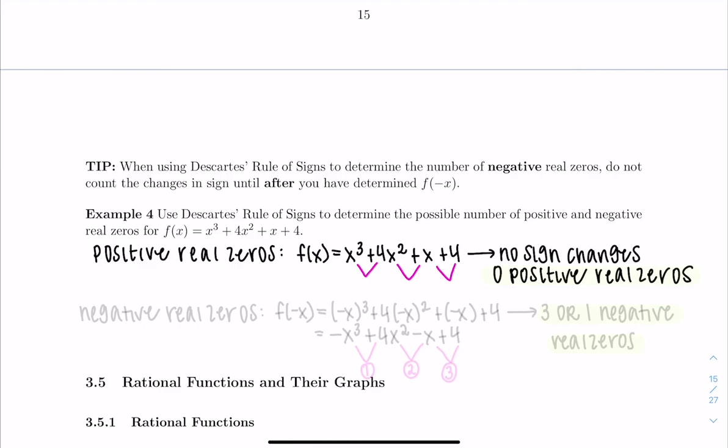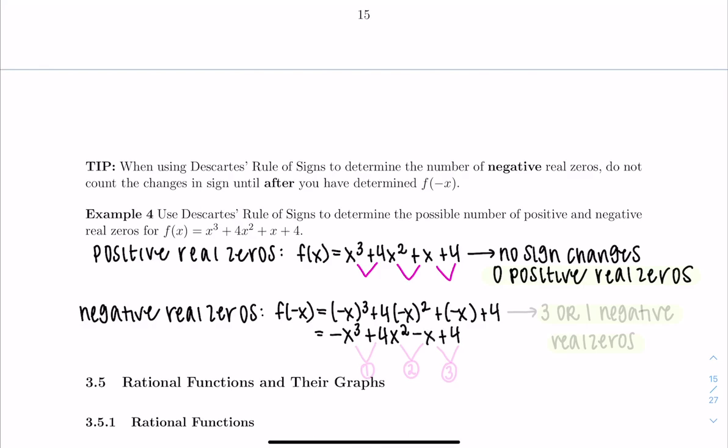Now let's look for negative real zeros. We need to plug in negative x to do this. So that's negative x cubed plus 4 times negative x squared plus negative x plus 4. And simplify it. So negative x cubed ends up giving me negative x cubed. 4 times negative x squared is still going to give me 4x squared. We have negative x and then plus 4.